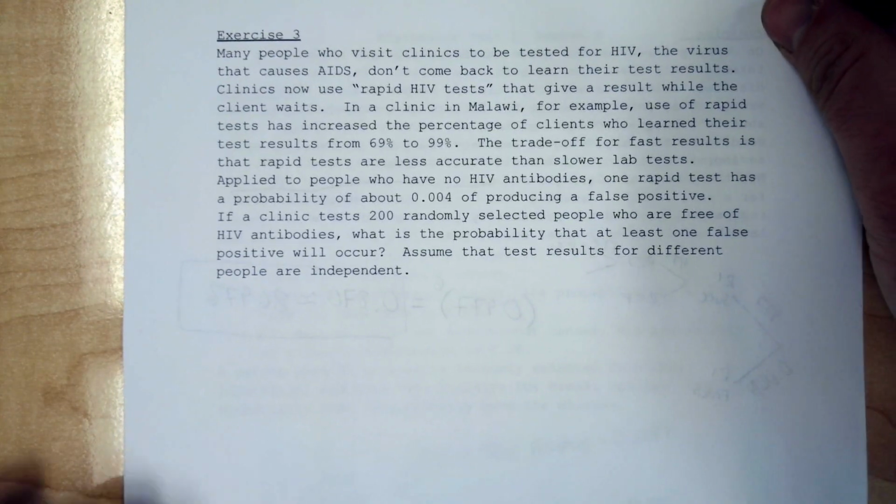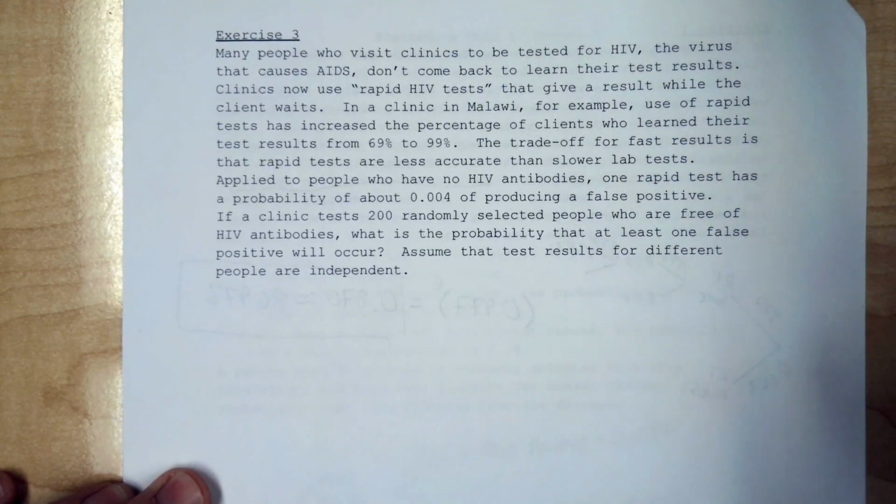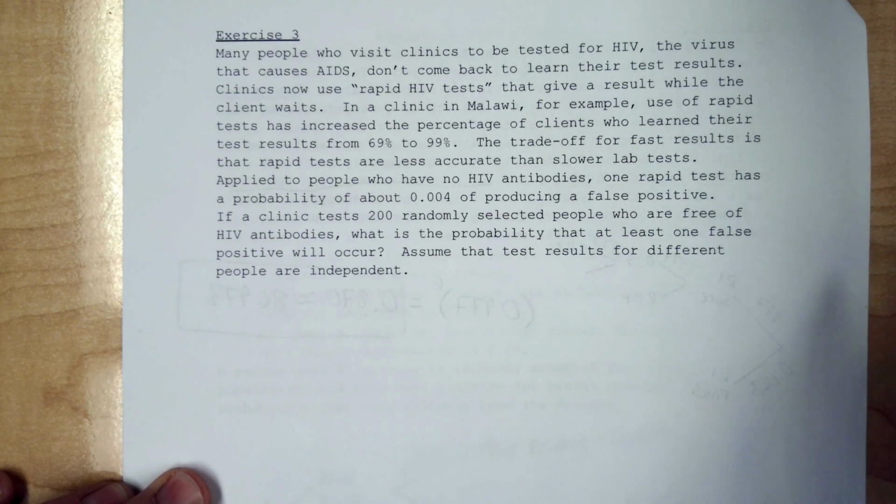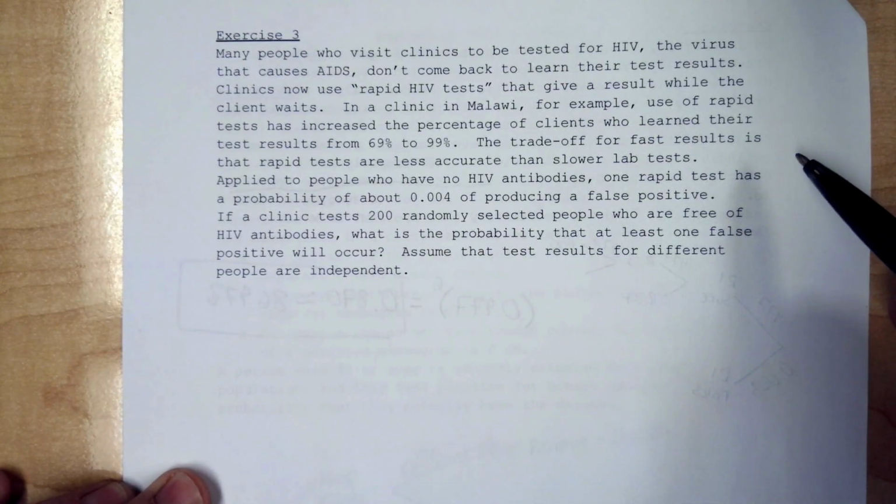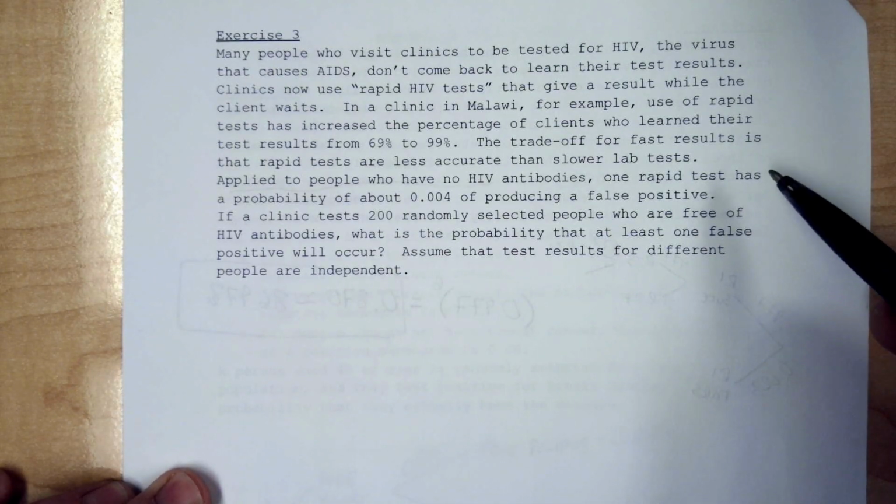Example 3. Many people who visit clinics to be tested for HIV, the virus that causes AIDS, don't come back to learn their test results. Clinics now use rapid HIV tests that give a result while the client waits. In a clinic in Malawi, for example, the use of rapid tests has increased the percentage of clients who learned their test results from 69% to 99%. The trade-off for fast results is that rapid tests are less accurate than slower lab tests.